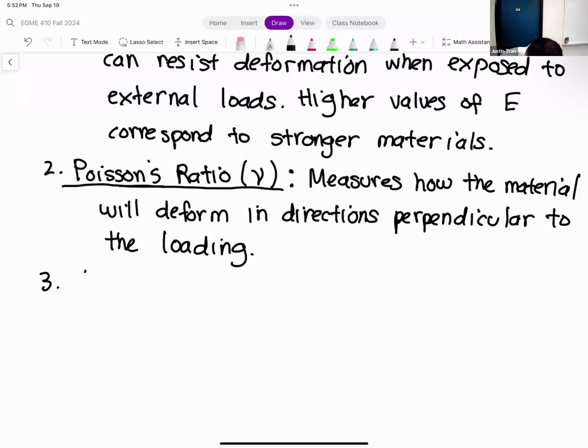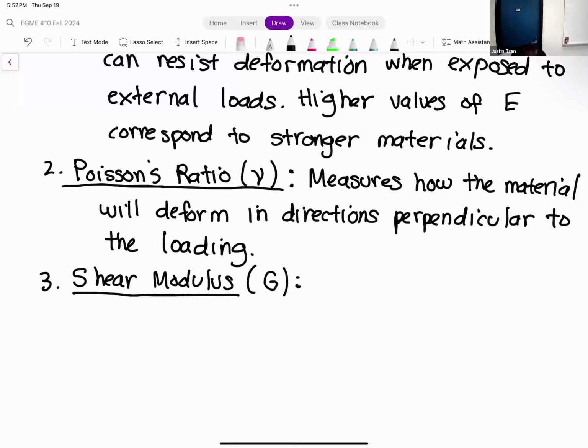So one example for this is the shear modulus. Shear modulus is not often talked about a lot. The symbol for the shear modulus is a capital G. It is a modulus parameter, and it's very similar to the Young's modulus.